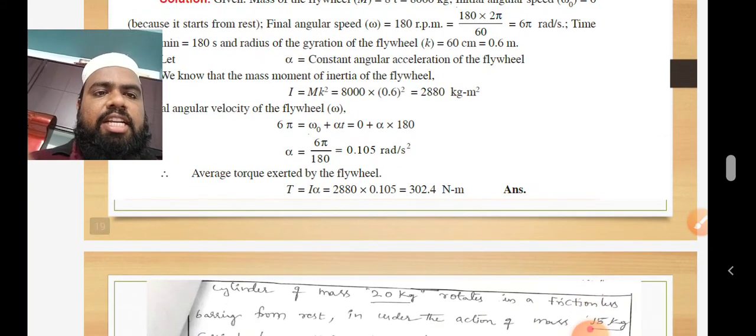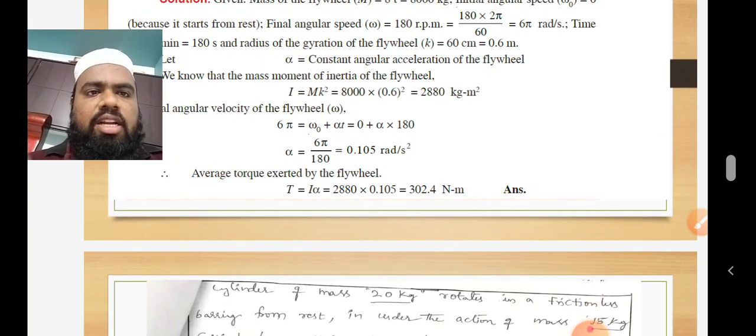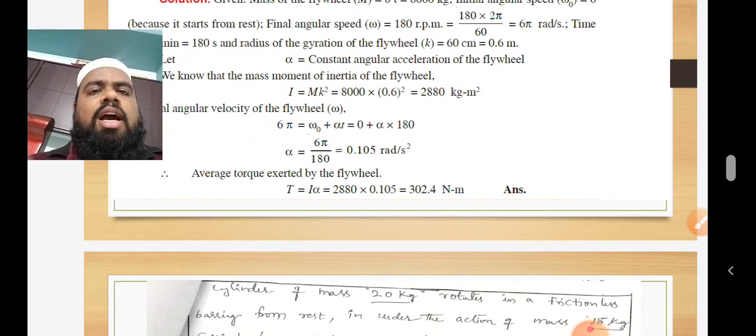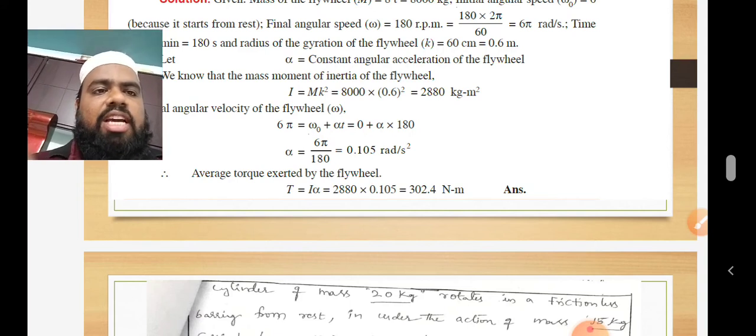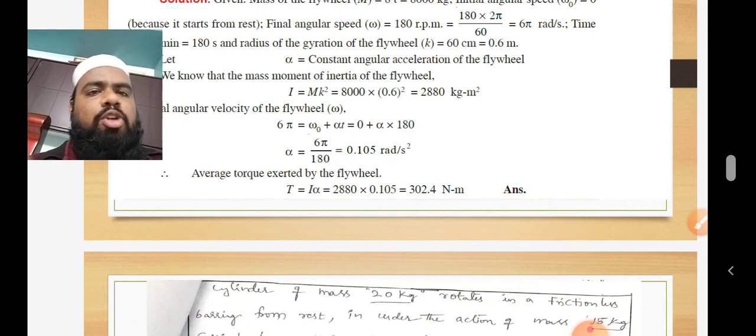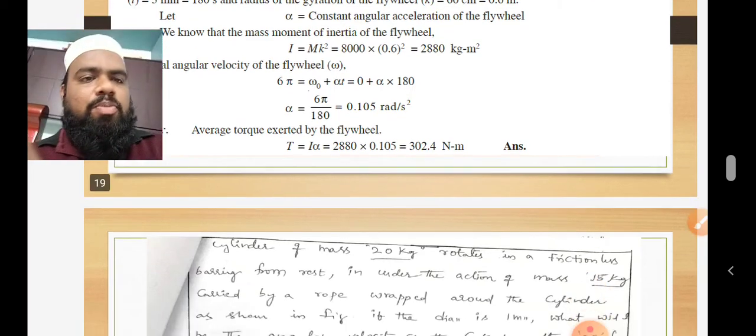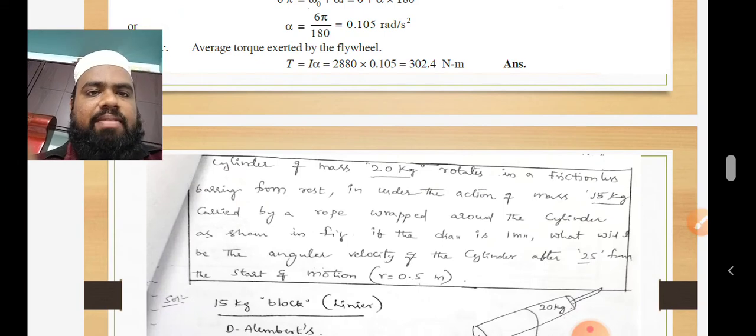Average torque exerted, T is equal to I alpha. Moment M is equal to I alpha, T is equal to I alpha, both are the same. Moment and torque both are same. T is equal to I alpha. So substitute the values of I and alpha, and you get 302.4 Newton meters. Very good. Solve this problem again and again, you will get the point.